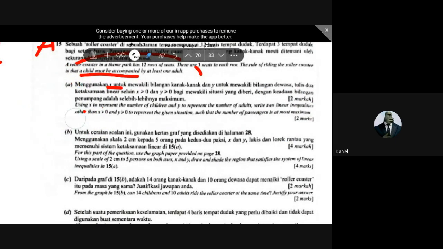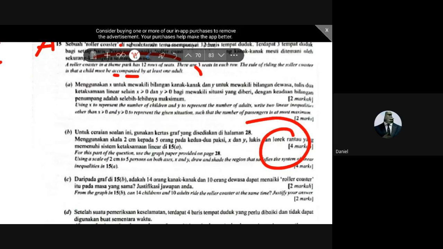Okay, question B. Sekarang kamu kena lukis graf. Siapa-siapa sini tak suka lukis graf ke? Anyone here not good at drawing graph? Can you tell me? Macam kemahiran lukis graf kamu sangat teruk atau very bad you feel the drawing graph skills. Because drawing graph itu satu like a basic skill you need to have in maths. Satu kemahiran asas matematik adalah melukis graf. Especially 4 marks, it's just drawing a graph. Oh, not so good. Okay, never mind. Later I show you the techniques.